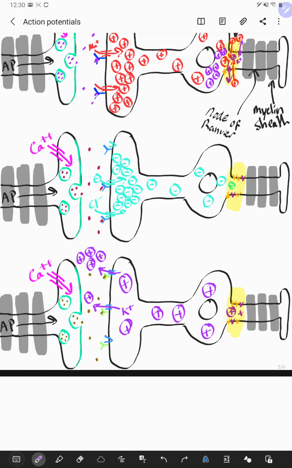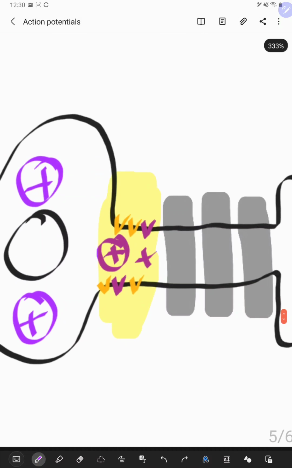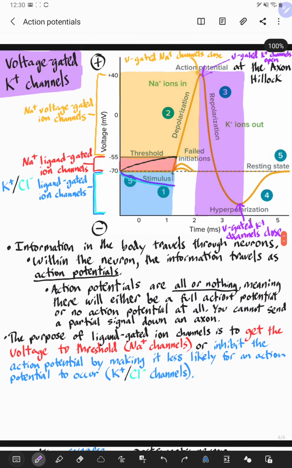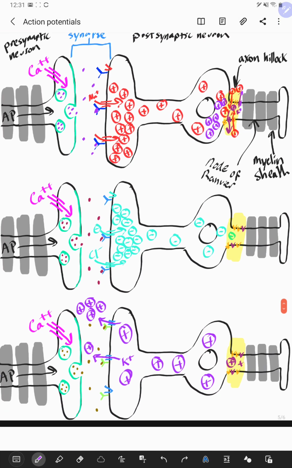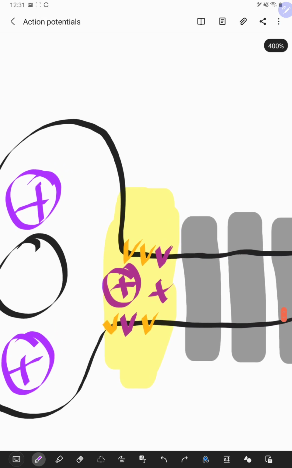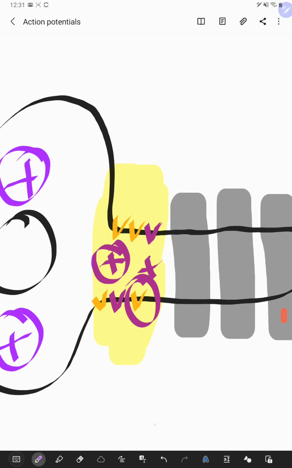Since we don't get to threshold, the voltage-gated sodium channels are not going to open. And since they don't open, we're never going to get to this positive 40 value. And since we never get there, voltage-gated potassium channels are not going to open either. If we look at our drawing, we have those voltage-gated sodium channels drawn in orange, and the voltage-gated potassium channels drawn in purple. They're just going to remain closed because we never got to threshold.